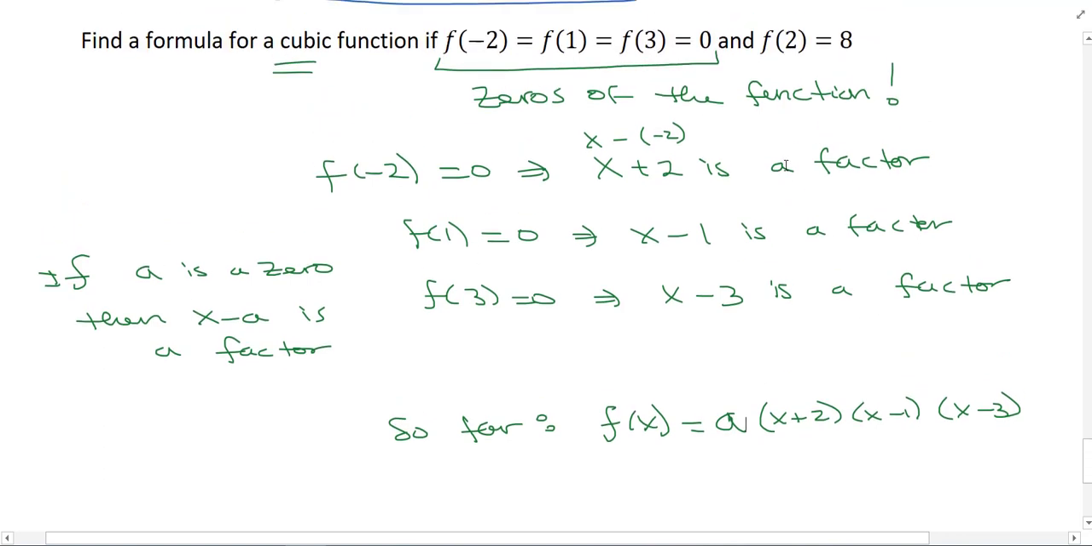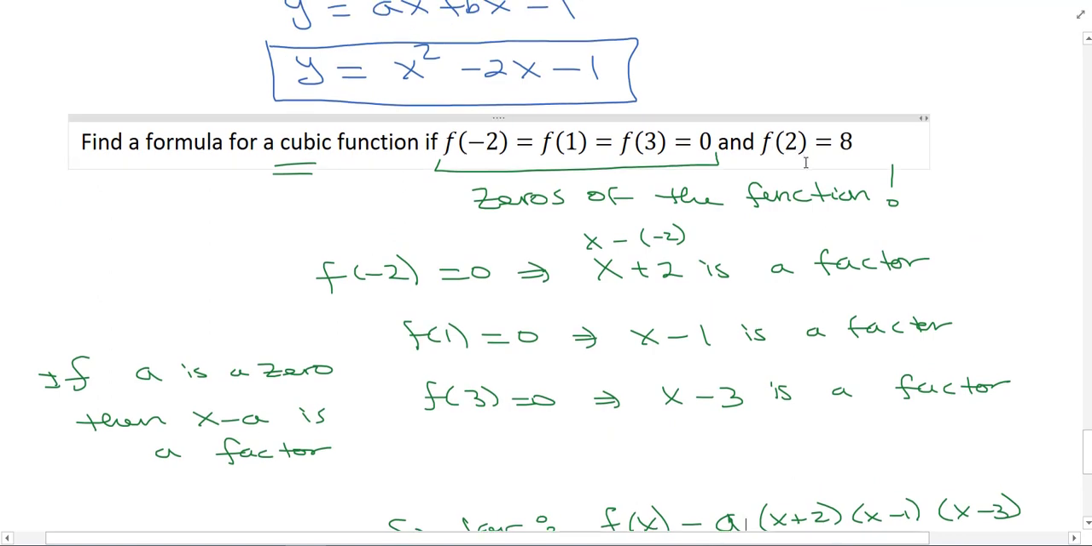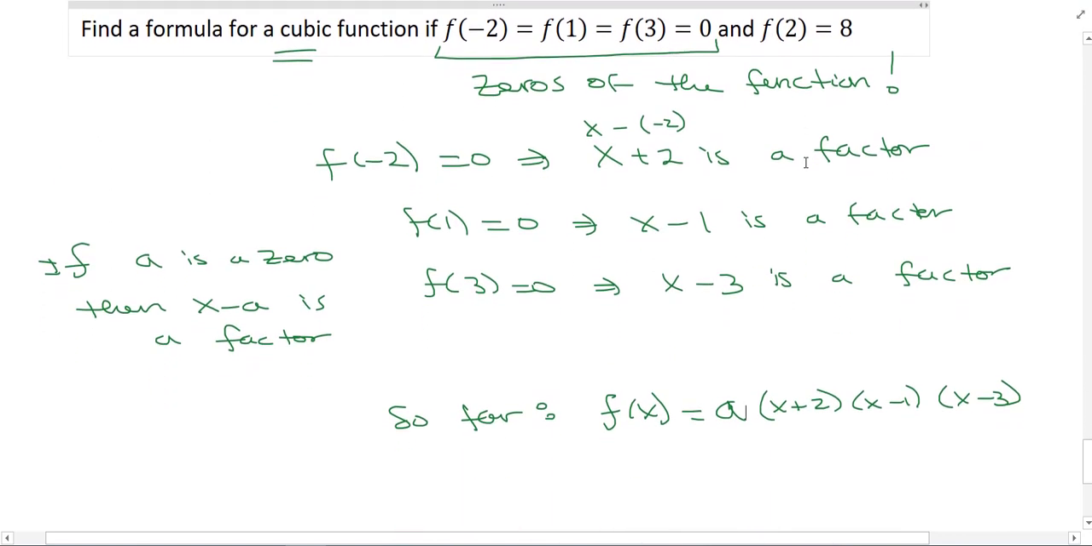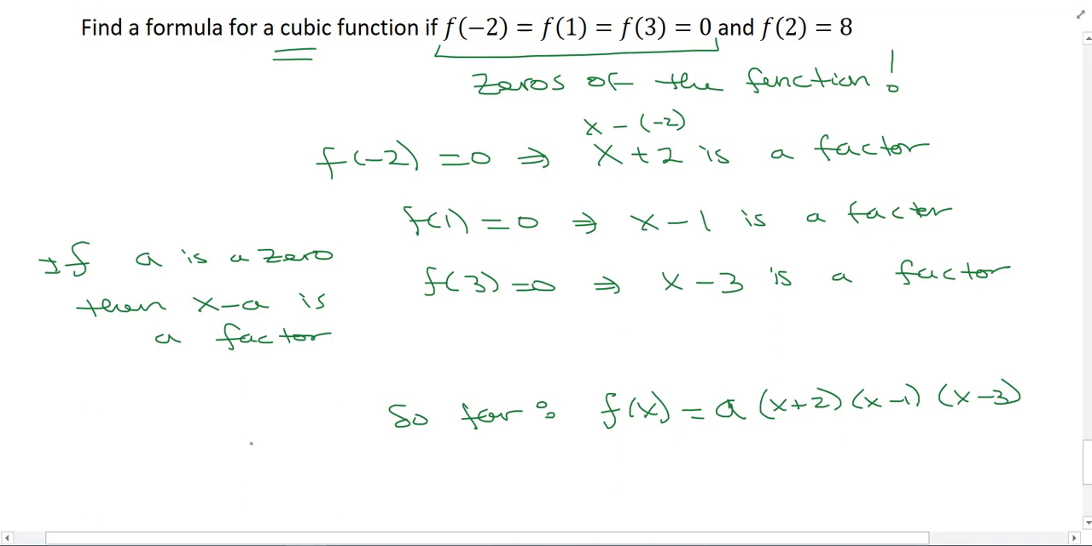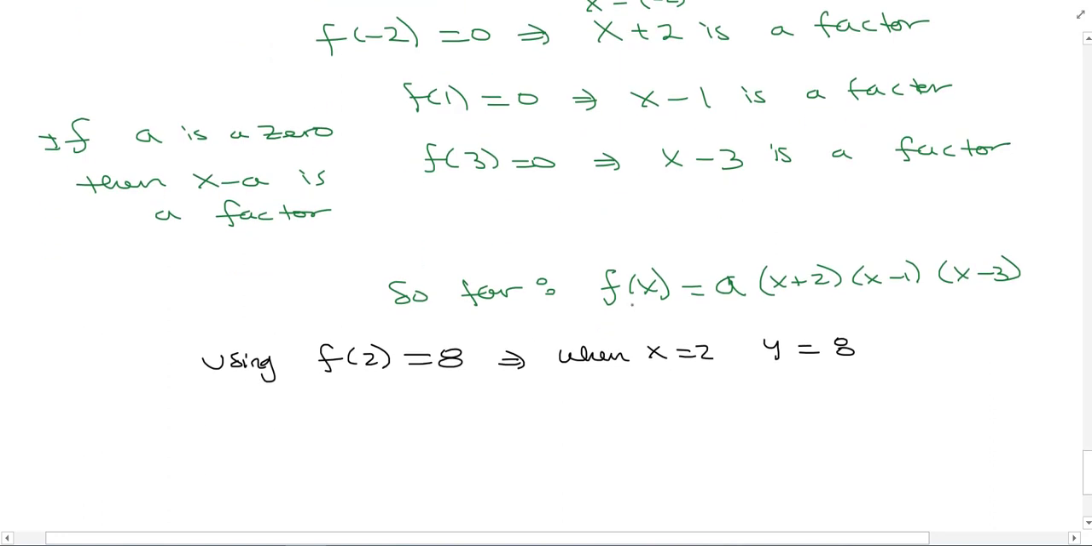And so that's where this next part comes in. F of 2 equals 8. So now I can use that. So using f of 2 equals 8, right? That means that when x is 2, y equals 8. So we can put that in here. So f of x is just a fancy name for y.